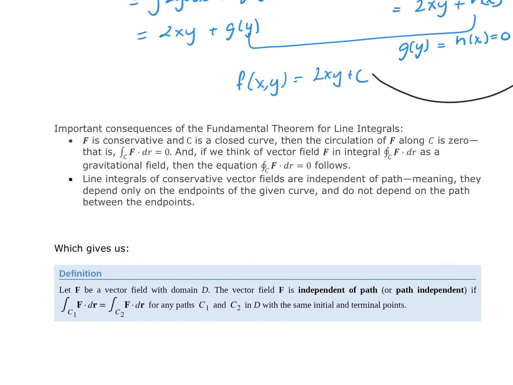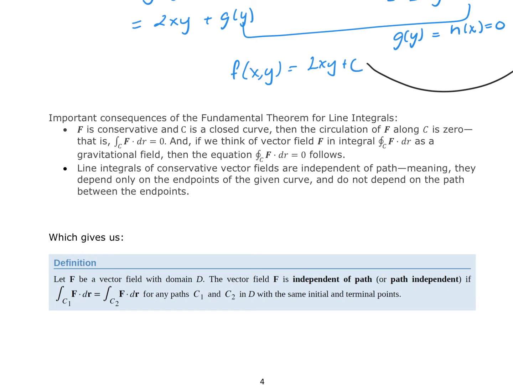Here are some important takeaways of the fundamental theorem of line integrals. If f is a conservative field and C is a closed curve, then the circulation of f along C is 0. That is, the integral over C of f dot dr is equal to 0, as in a gravitational field. The line integrals of conservative vector fields are independent of path, meaning they depend only on the endpoints of the given curve and not how you get there.